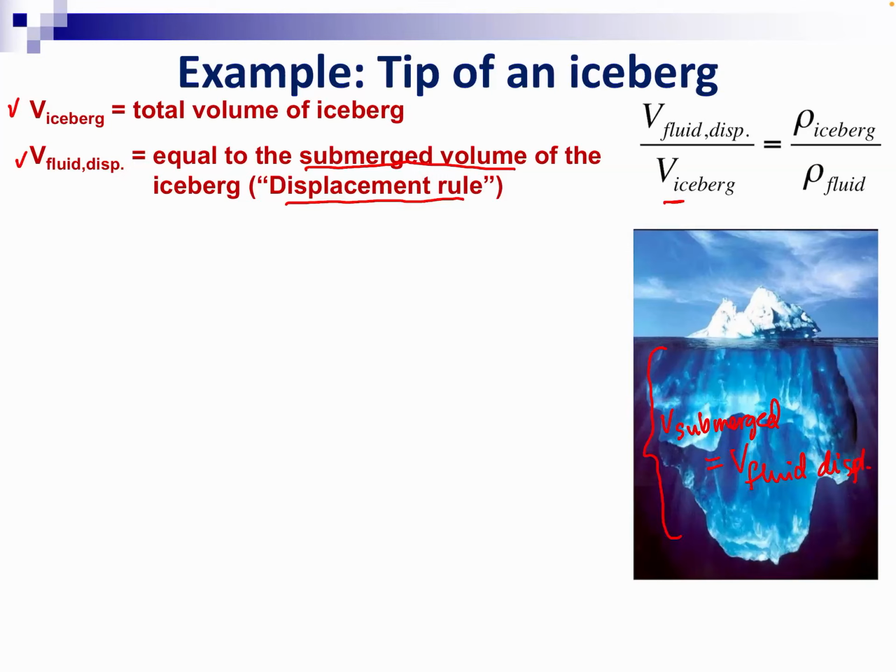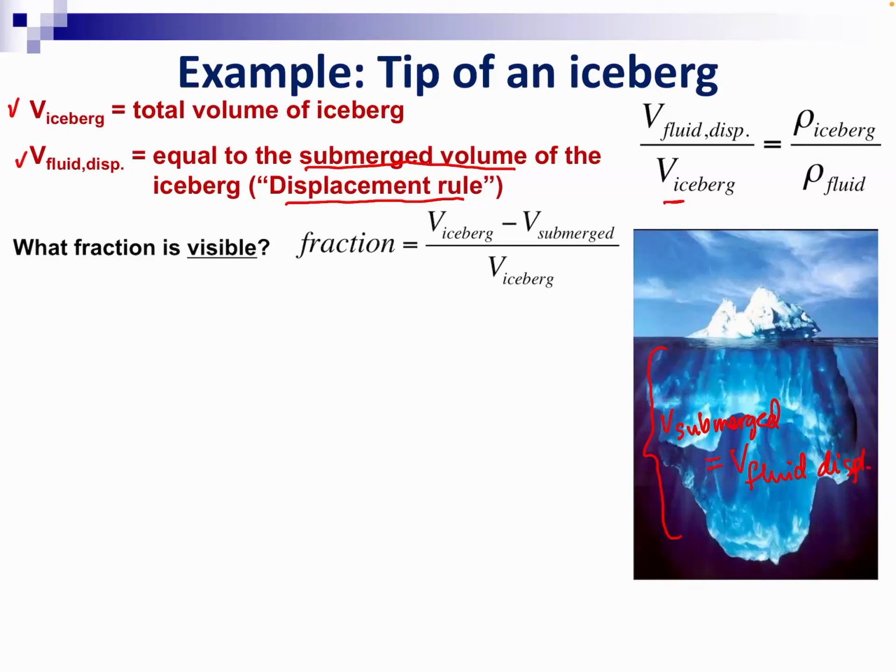Right. Going further, the question says what fraction of the iceberg is visible. So what we want is what fraction this tiny bit is compared to the whole iceberg. And so to get the fraction, we need to find how much volume this tiny bit of visible iceberg is in relation to the total volume of the iceberg.